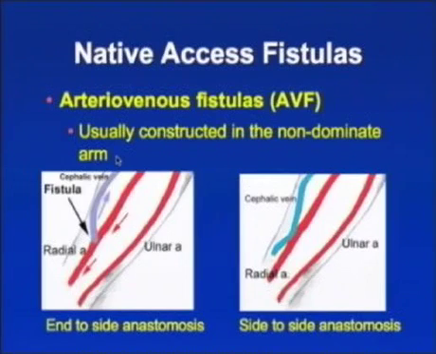Native access fistulas are the next type of access. Arteriovenous fistulas are created. These are usually performed in the non-dominant arm, and they can be created in two fashions. One is considered the end-to-side anastomosis, which is the more common. Here we see the cephalic vein being anastomosed into the radial artery to create an arteriovenous fistula. This other diagram indicates a side-to-side anastomosis, and we see this less frequently in the forearm, but more commonly in the brachial area.